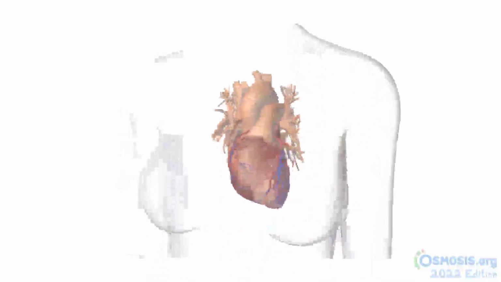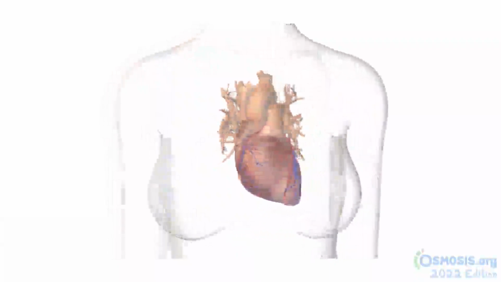So looking at it in 3 dimensions, the heart looks like an upside-down, tipped-over pyramid with 4 sides, a base that's mostly posterior, and an apex or tip that points anteriorly and slightly to the left.